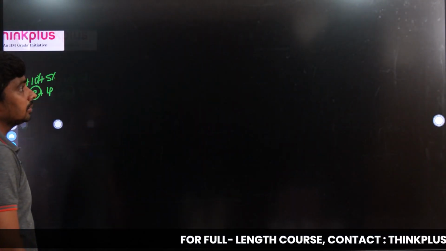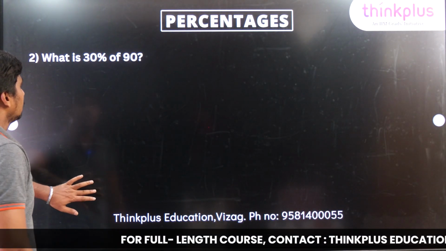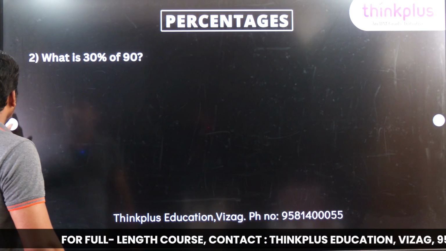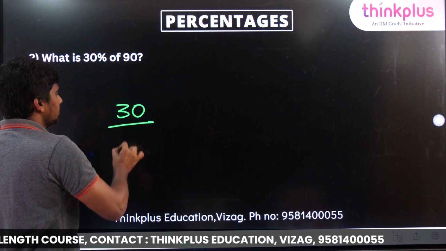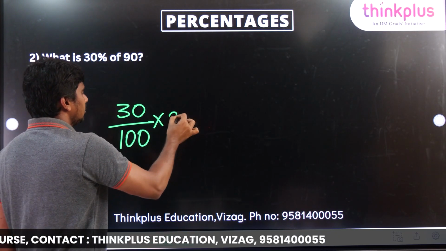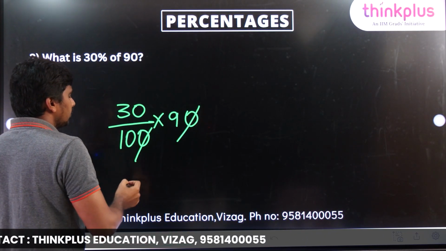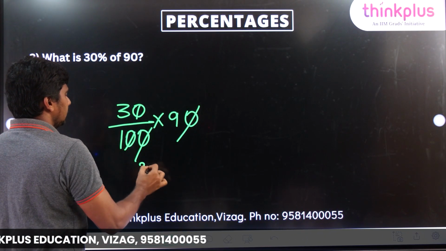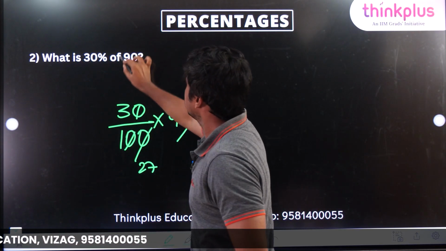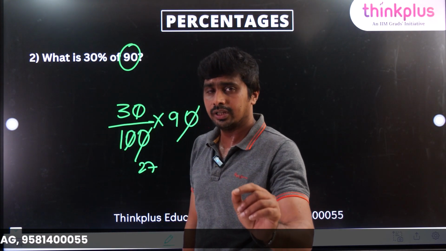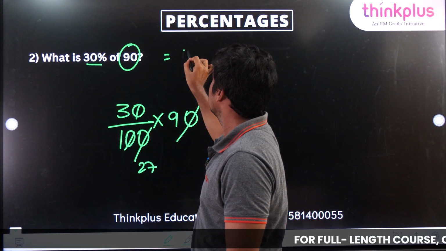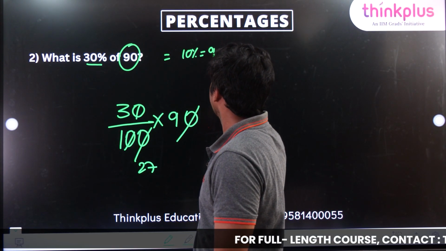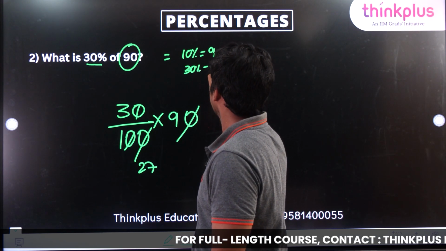Now let's discuss some situations. 30% of 90. What do you do? Okay, 30% means 30 by 100, into 90. This approach is okay here. 27. Otherwise, 100% is 90, 10% is 9. How many tens do we need? 3 tens. So I write 10% is equal to 9, 30% is equal to 3 into 9, 27.